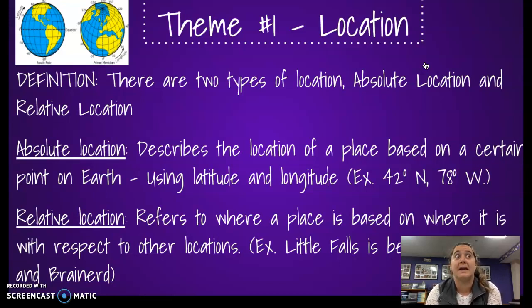Absolute gives you the exact spot using the latitude and longitude points of where that's located. Same place, but a different type of location. Relative location tells you, okay, roughly this place is located between here and here, or it's south of here and west of here, or it's located in the top half of the state. That's really relative. It's not absolute. So we want you to make sure that you understand the difference between absolute location and relative location.